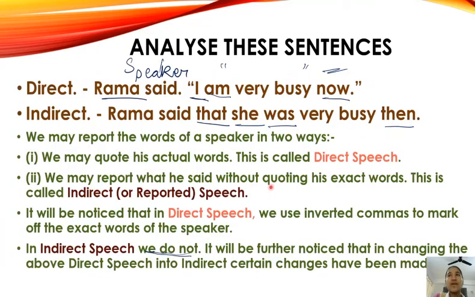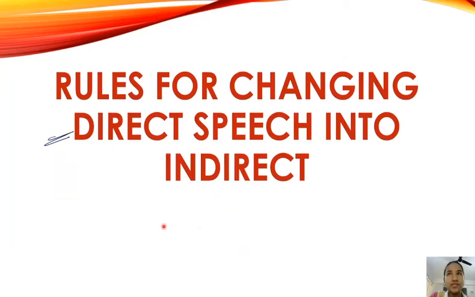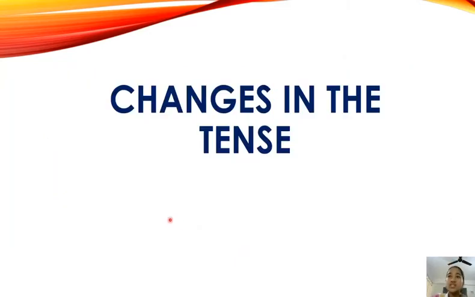Here you might have noticed we have made some changes like I to she, am to was, now to then, and we have included that. So why are these changes made? We'll be able to learn. Okay, so let's proceed. First is the changes in tense.